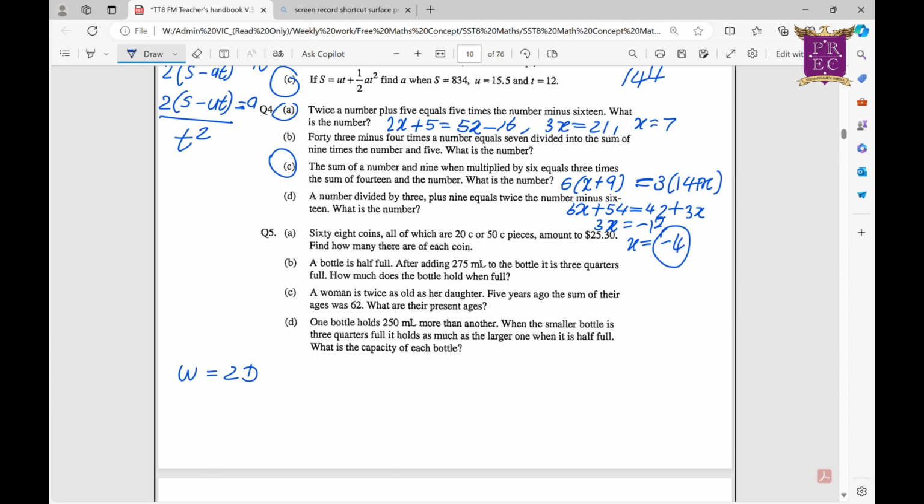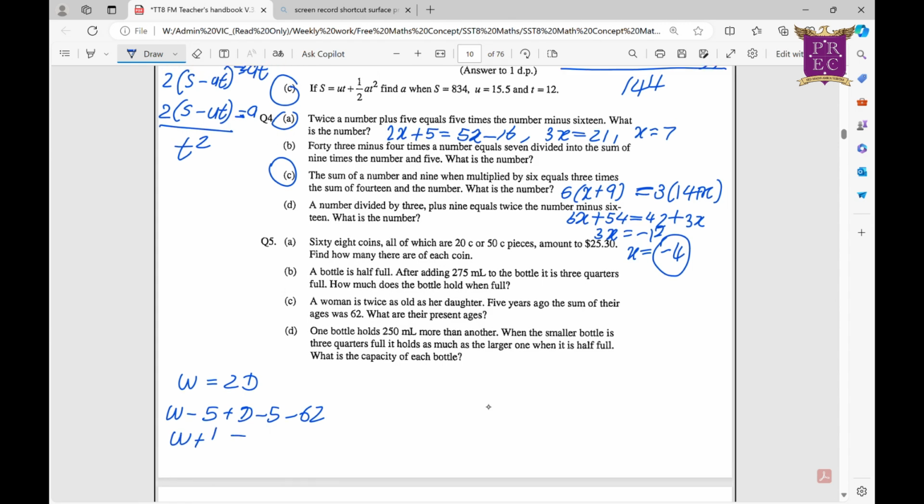5 years ago, their sum was 62. So let's do 5 years ago. W minus 5 plus D minus 5 is equal to 62. Let's collect the like terms here. Collecting minus 5 and minus 5 gives us W plus D minus 10 is equal to 62, which gives us W plus D is equal to 72.